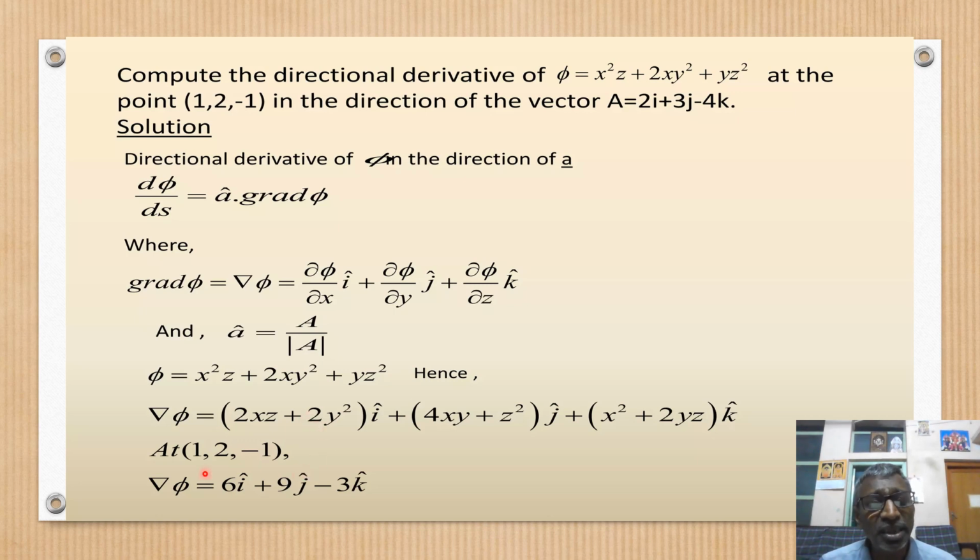Now you calculate at the point (1, 2, -1). Del φ becomes, you substitute x, y, z here, I will get 6i. In this component, you substitute for x, y, z, I am going to get 9, so 9j, plus in this component, you substitute for x, y, z, I am going to get -3. Therefore, the gradient is calculated as 6i + 9j - 3k.